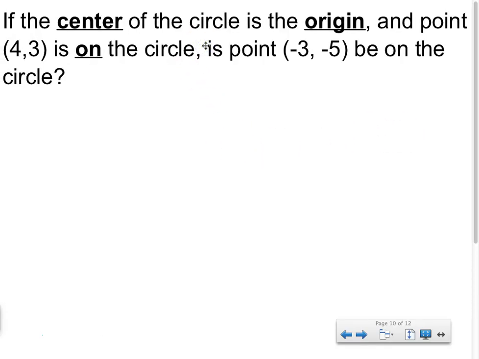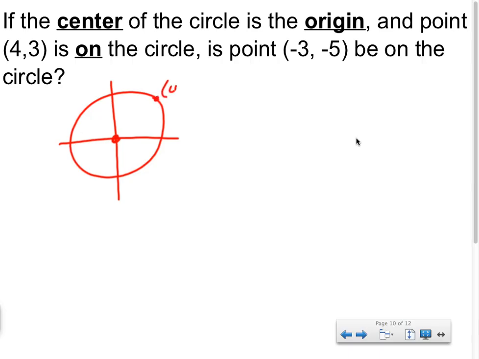If you have a center of a circle that's the origin, and point 4, 3 is on the circle, is the point -3, -5 on the circle? So what we have to do, let me go ahead and draw a circle. So here's my center, and I've got 4, 3 somewhere over here. So I've got some circle like that. Let's say this is 4, 3. And here's my 0, 0. I basically want to know, is this point -3, -5, is it on the circle?